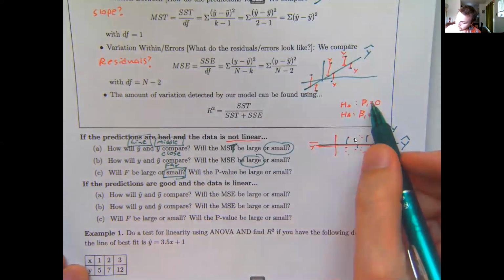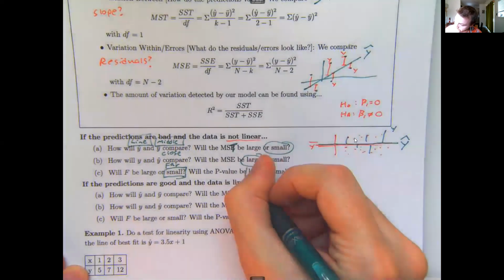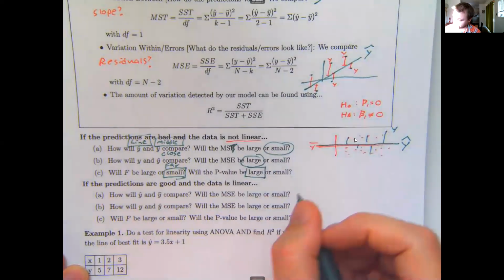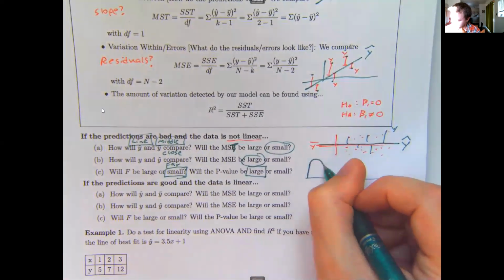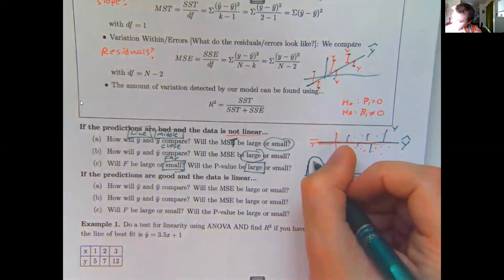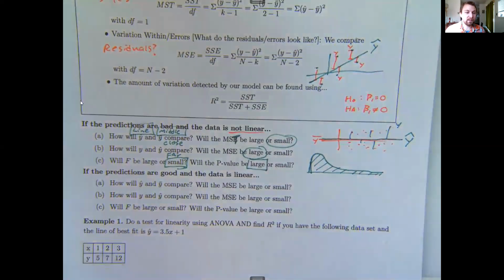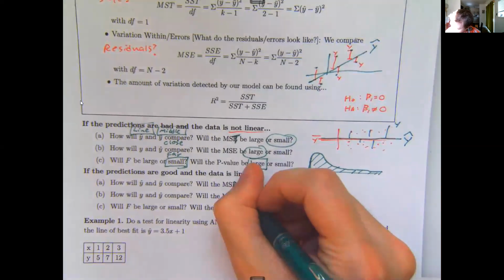In this situation, if you had to choose between these options, you would hope that you would fail to reject the null hypothesis because we don't have evidence of a linear relationship. Going back to the shading for the F distribution, if I have a small F score and I shade to the right like I normally shade to the right for Anova, I would end up with that large p-value, as anticipated.